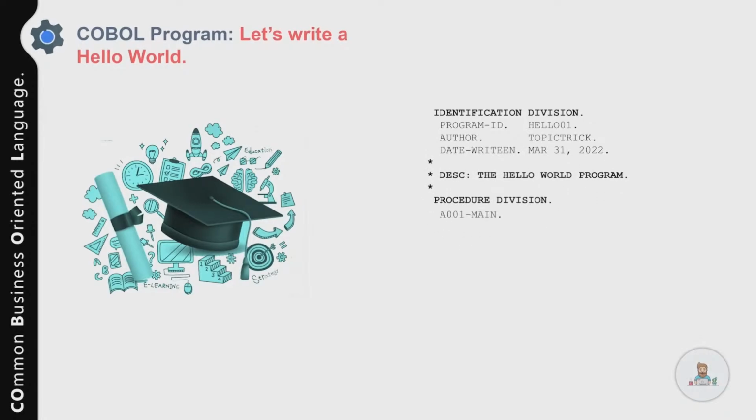You have two different divisions in that. The first one is the identification division, which is used to specify the documentation information and the program name. After that, I've included a brief description about the program. Thereafter, I have the procedure division, which includes my business logic, and there's a paragraph called A001-main, and in that particular paragraph, I've used the display statement to print hello world in spool. So when you compile and run this program on IBM mainframe, the output would be hello world.